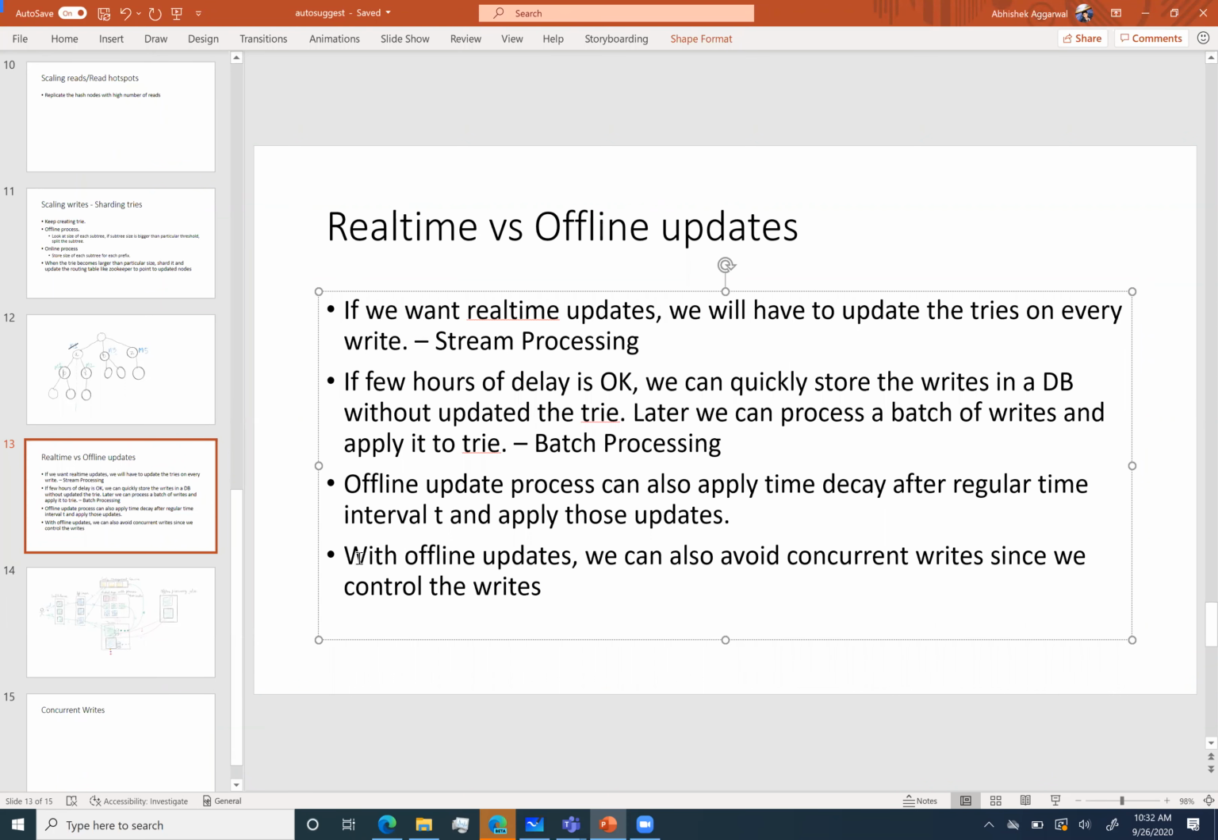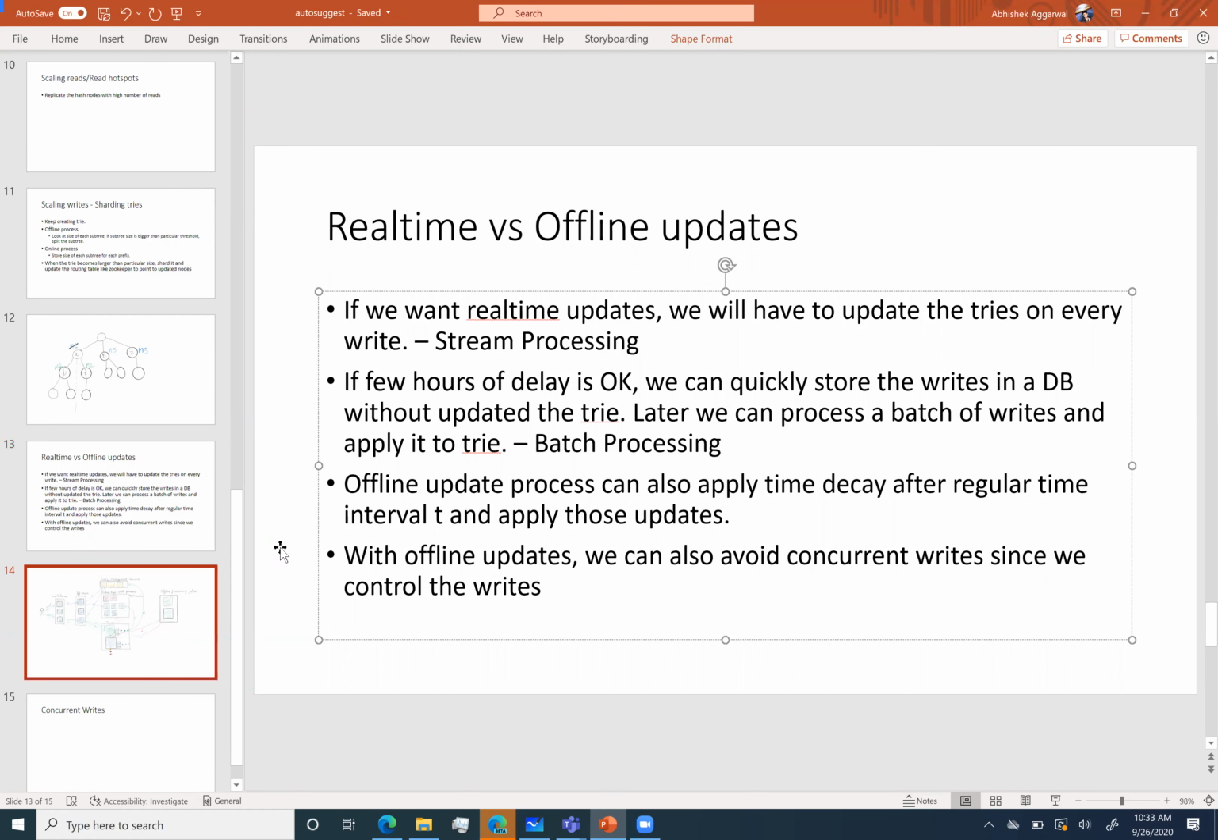And as I've mentioned, with offline updates we also avoid the problem of concurrent writes, because now we are controlling the writes. We are just creating that final trie and then updating it. So the problems which we were facing with concurrent writes, we will not have here.